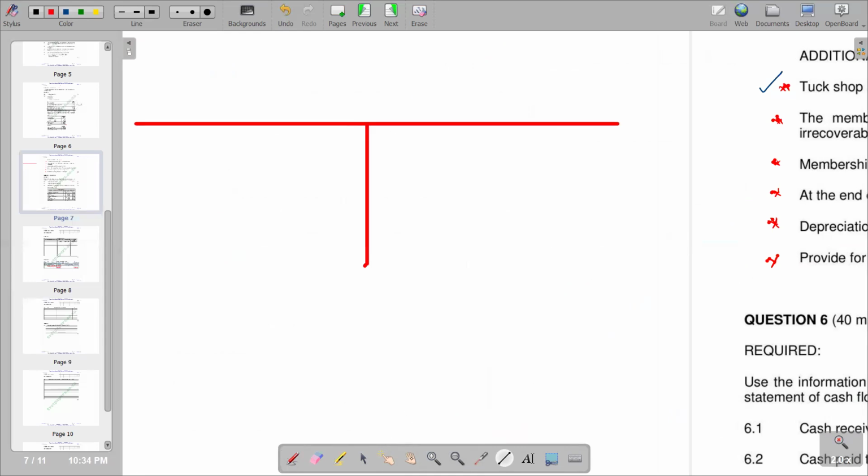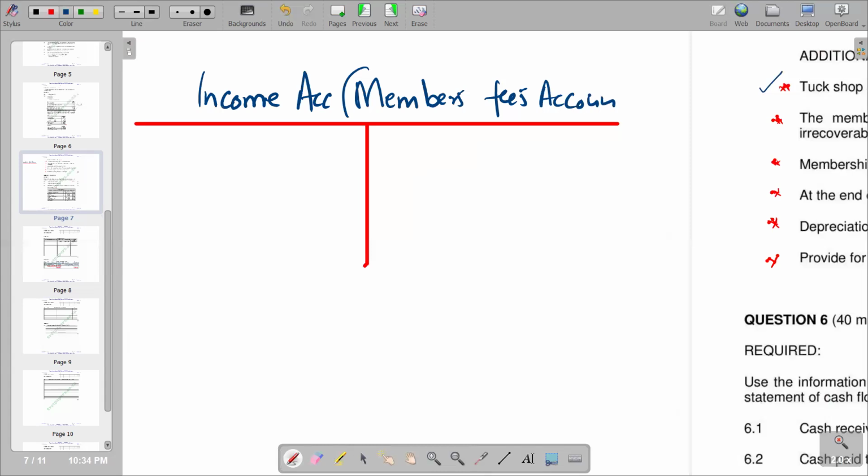So this applies to all income accounts. So we are saying income account, but basically in this question we are talking about a membership fees account as our income account. Membership fees account. Beginning, come on the debit side. So this will be at the beginning, and then we have income received in advance.